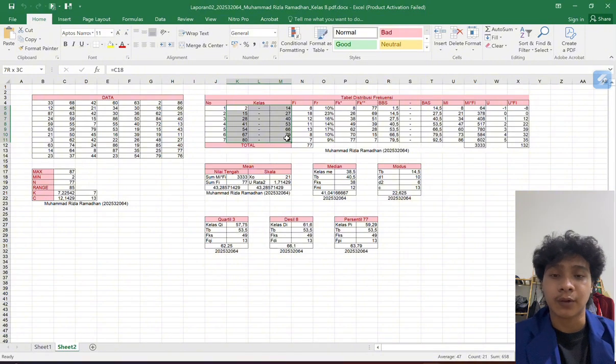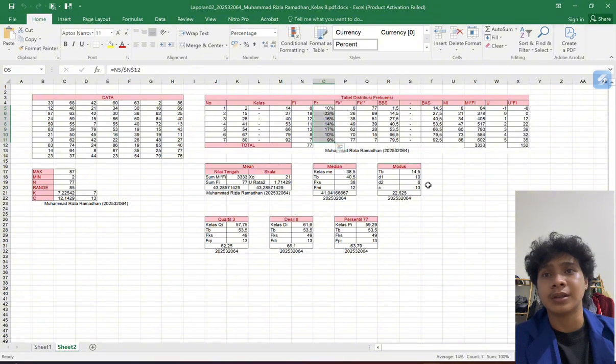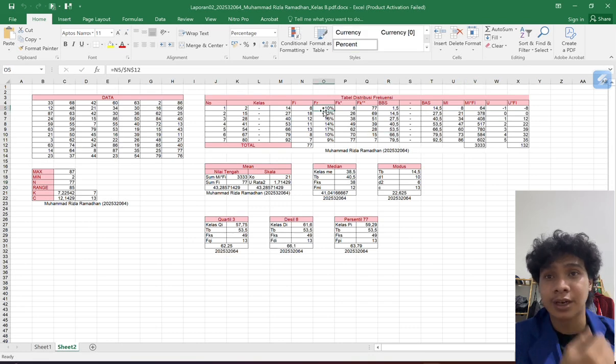To calculate the frequency of each class, I used the frequency function in Excel. This produced the frequency values for all 7 classes. The total frequency is 77, which matches the total number of observations. I then calculated the relative frequency, or FR, by dividing each class frequency by the total number of observations. These values show the proportion of data contained in each class.